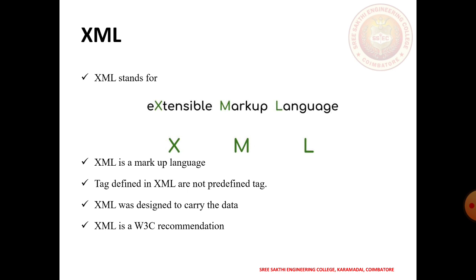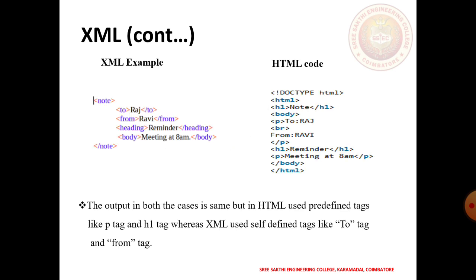XML was mainly designed to carry the data, but HTML is designed to show how the data looks. XML is a W3C recommendation. Here is a simple example of an XML file. The first tag is the note tag. It represents the root element of the XML. So the remaining two, heading and body tags, are the children of the root element.